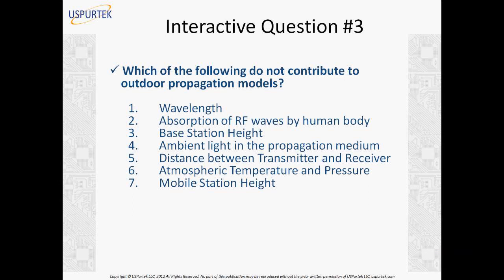Number 4, many of you answered number 4, yeah, that is correct. Also the atmospheric temperature and pressure also do not. Yeah, 6 is also true. If you recall the equations in the models, we never have this. We never have to enter the atmospheric temperature and pressure over there, right? And also absorption of RF waves by human body, we don't consider that. Although you might think it's counterintuitive, like we have said human bodies absorb RF propagation, but we never consider here the presence of people, how many people are present in the room, because that is not a very useful factor.